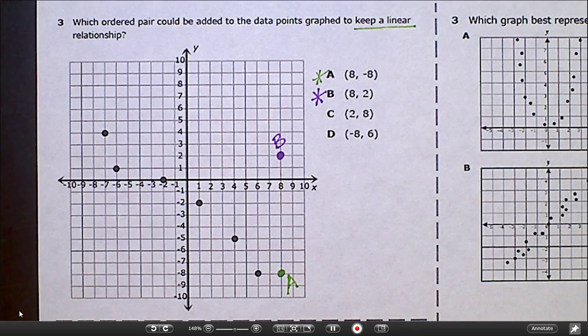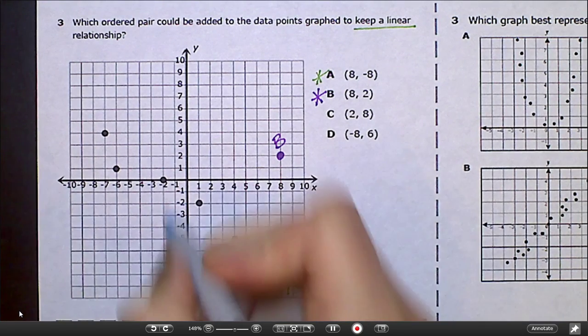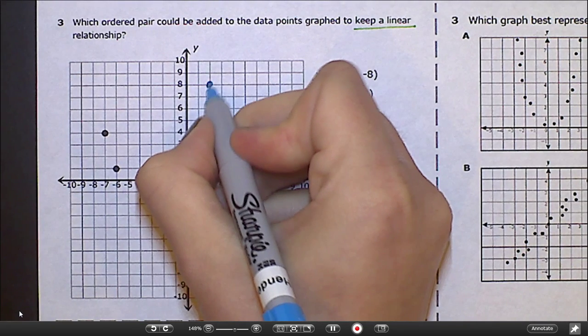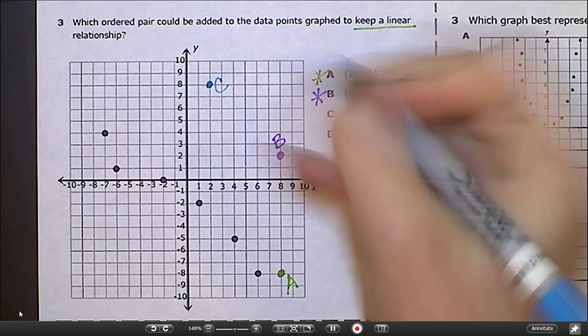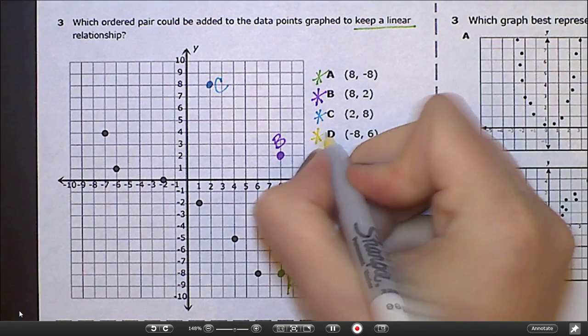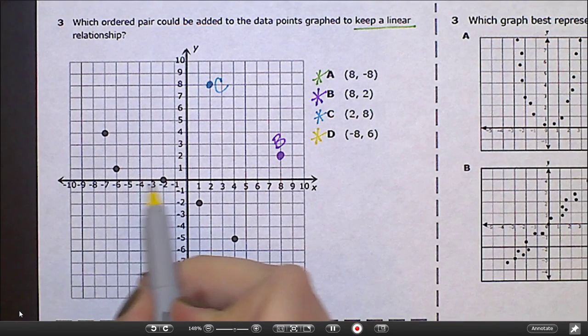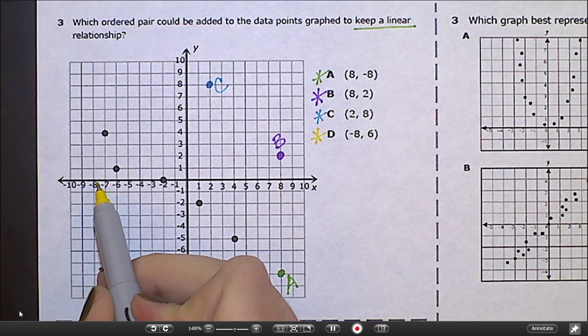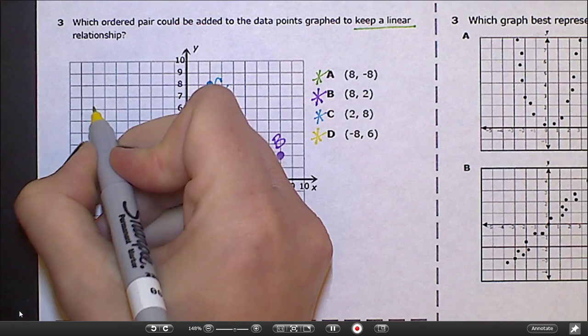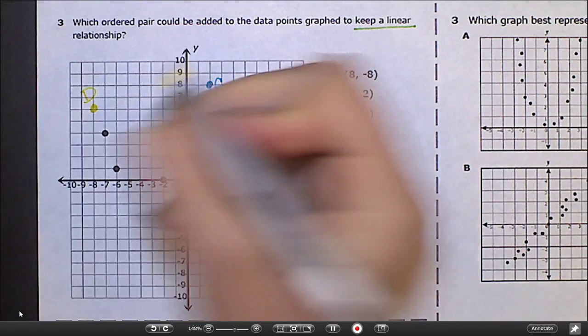C is 2, 8, so starting at the origin, go to the right 2, and then up to 8. So that's C. And then D, I'll find a different color here. D is negative 8, positive 6. So I'm going to go negative 8 and positive 6. And that's point D.